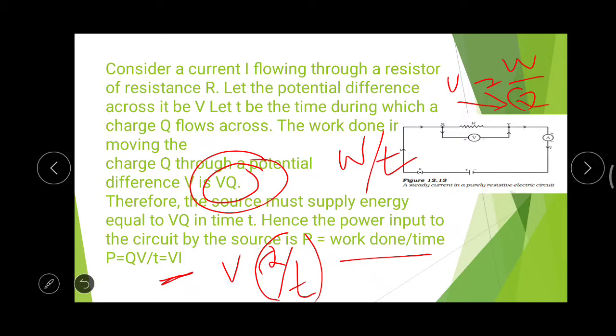So the work done is equal to V into Q, and the power is equal to V into I. Okay, where V is the potential difference between the terminals of the resistor, I is the current passing through the resistor, and T is the time taken for Q amount of charge to pass through the resistor. So VI is the power.